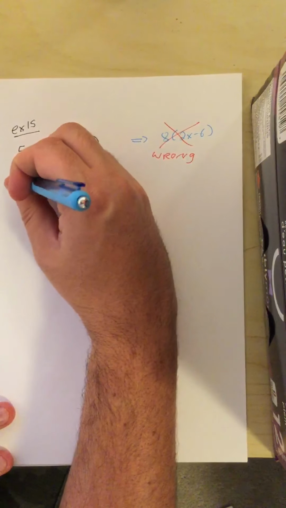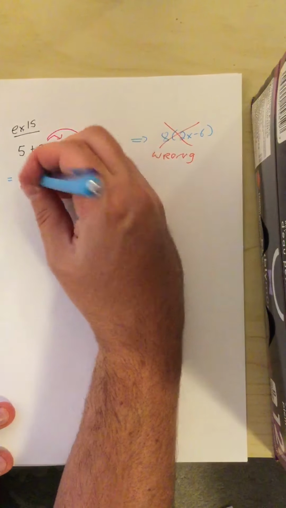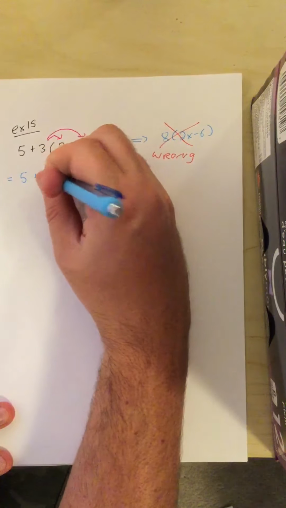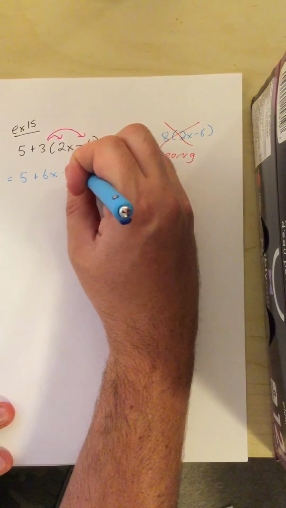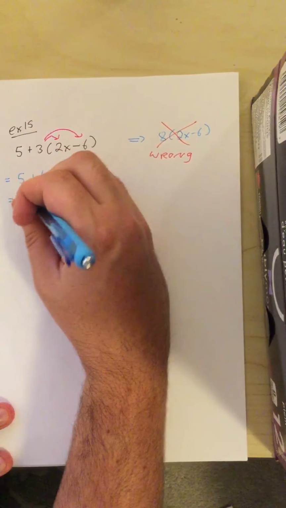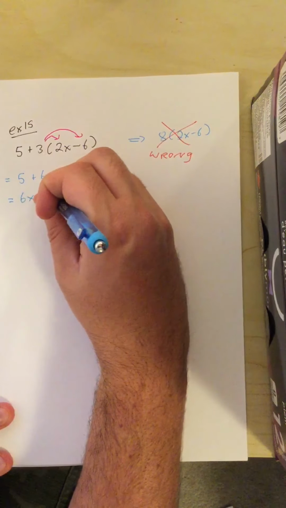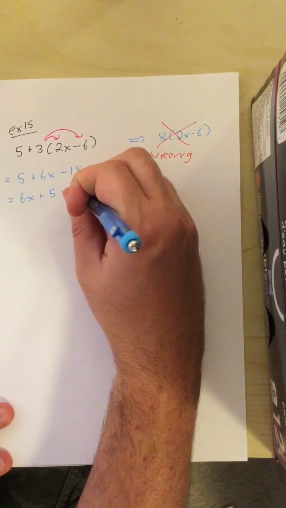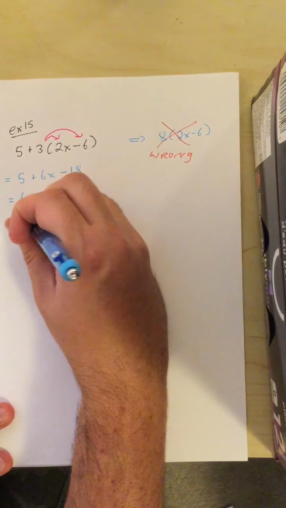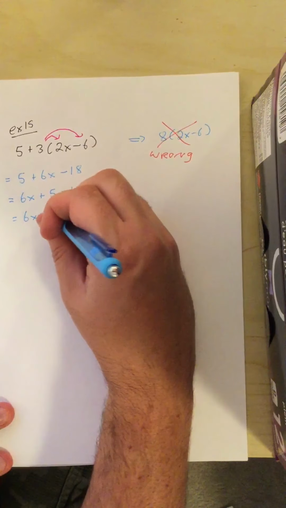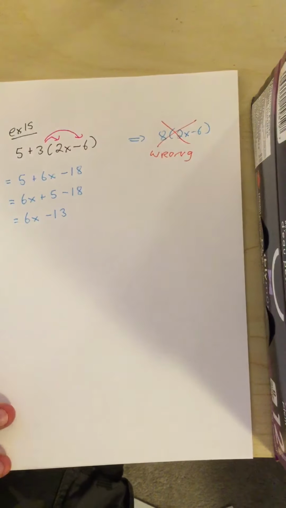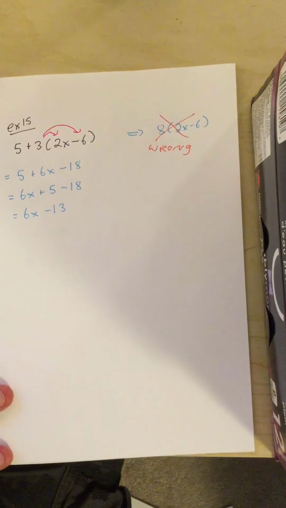So it's going to give us 5 plus 3 times 2 is 6x. 3 times negative 6 is minus 18. Then we collect like terms, so I'm going to go 6x, there's an invisible plus 5 in front of that, plus 5 minus 18. So that'll be 6x, 5 minus 18 is minus 13. And that would be the answer to that one.